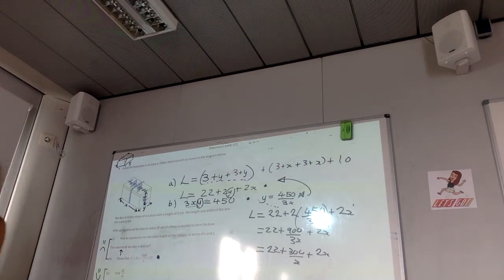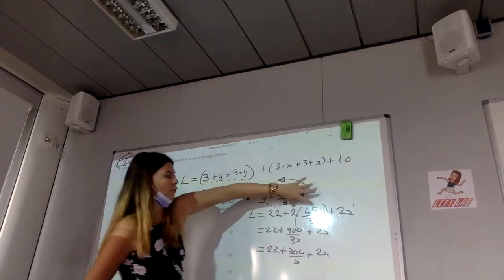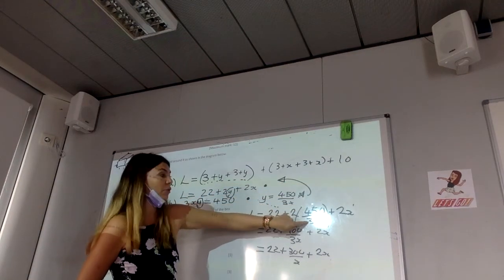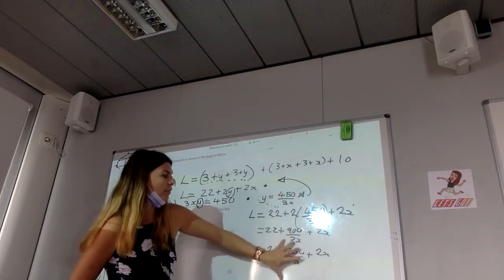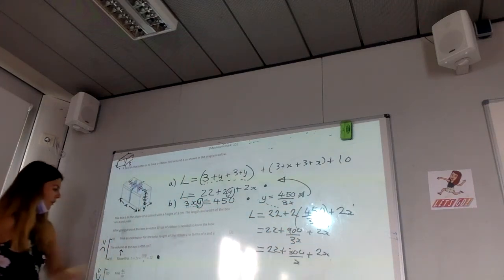Wait, so you did 22, and you put 900, you did 2 times, 2 times right? 450 is 900. Keep the 3x the same, copy the 2x down. 900 divided by 3 is 300. That equation's the same as this equation.